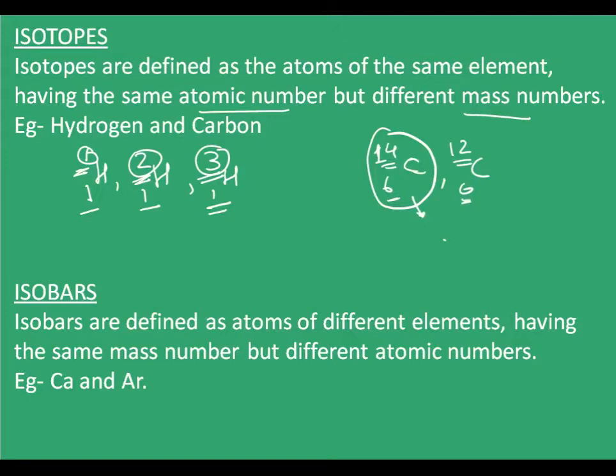Isobars. Isobars are defined as atoms of different elements having the same mass number but different atomic numbers. For example, calcium is ⁴⁰Ca₂₀, while argon is ⁴⁰Ar₁₈. What we see is both have mass number equal to 40, but they have different atomic numbers. Calcium is 20 and argon is 18. Hence, these are isobars. With this, we end this chapter on structure of atoms.